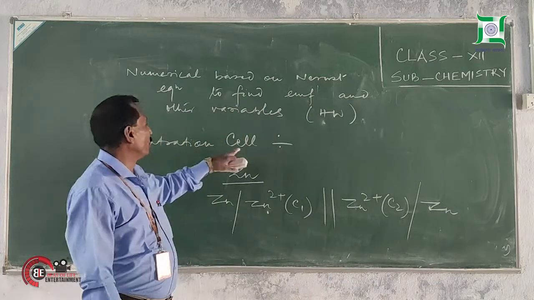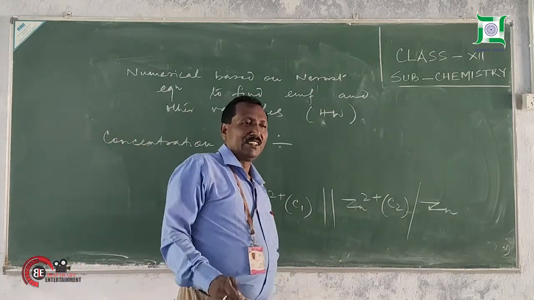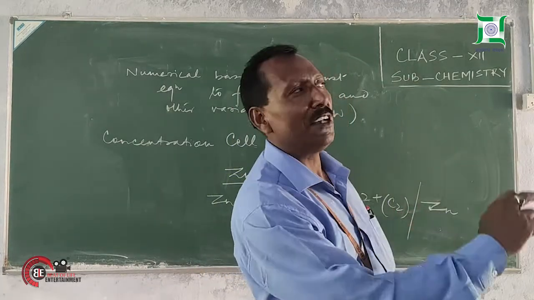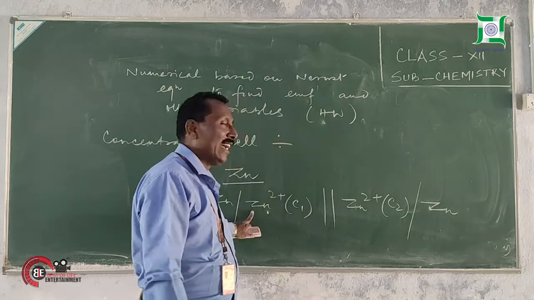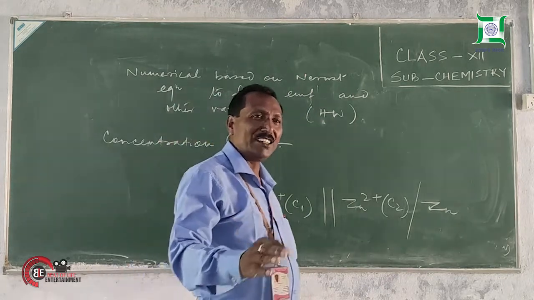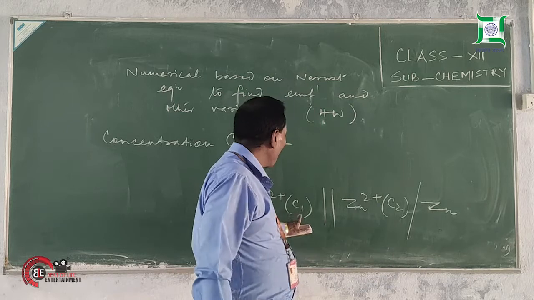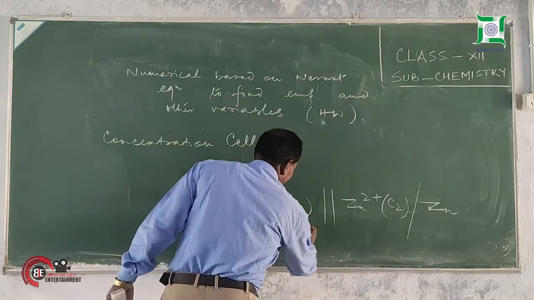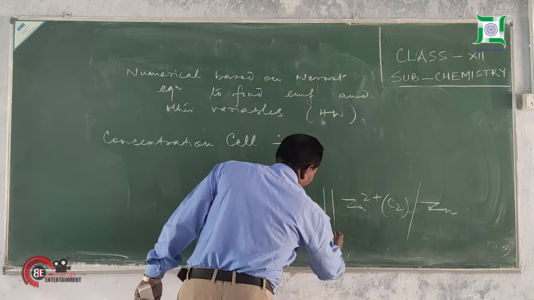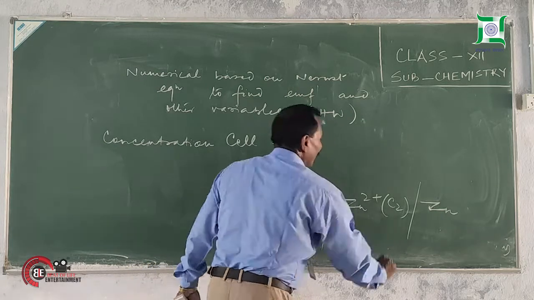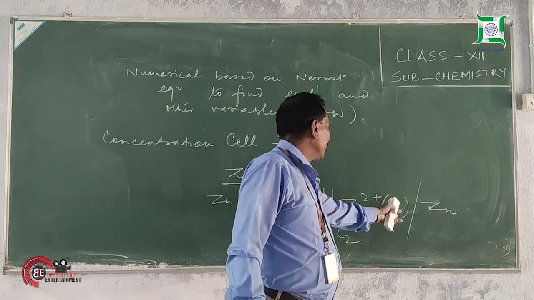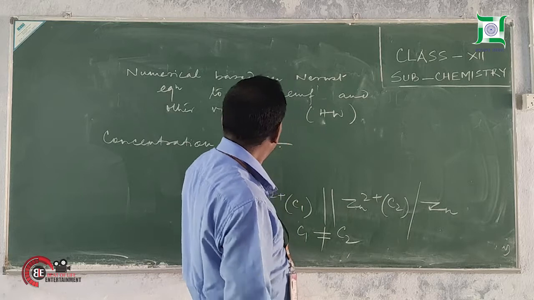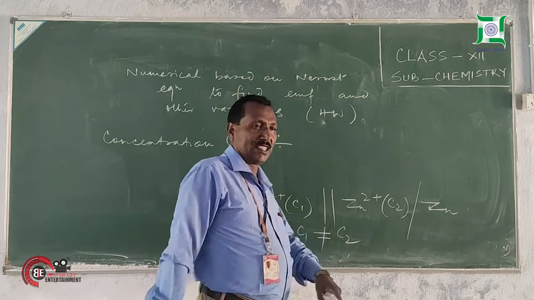So whenever we have to prepare a concentration cell, it consists of only one type of electrode and electrolyte. The only difference is that the concentration of the electrolyte is different. Here C1 is not equal to C2, or we can say C2 is greater than C1. In this way we can construct a concentration cell.